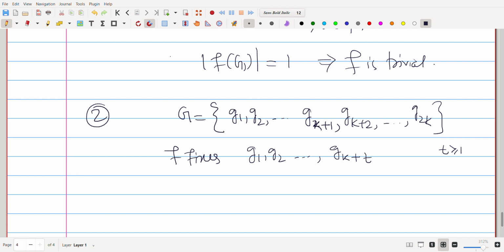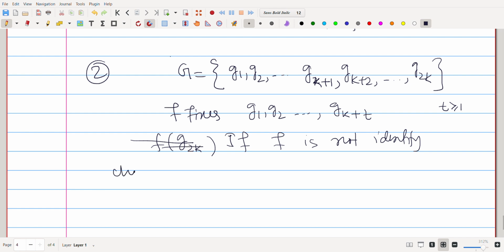Okay, now say we assume that F fixes this, and if F is not identity, let's assume that there is some element which F doesn't fix, right? So if F is not identity, choose X in G such that Fx equal to Y, where X not equal to Y, because F is not identity, right? So you can find some element which is not fixed by F. So Fx equal to Y, where X not equal to Y.